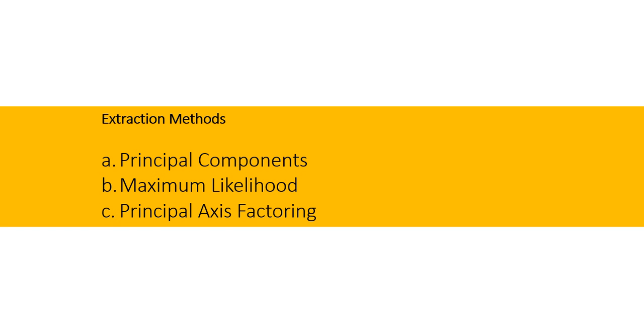There are actually several extraction methods with which those factors are identified. Here I have listed three mostly used extraction methods: the principal components method, maximum likelihood method, and the principal axis factoring. The maximum likelihood and principal axis factoring, these two methods are almost similar. However, all the extraction methods are almost similar actually. They have little difference between them in reaching the conclusion.